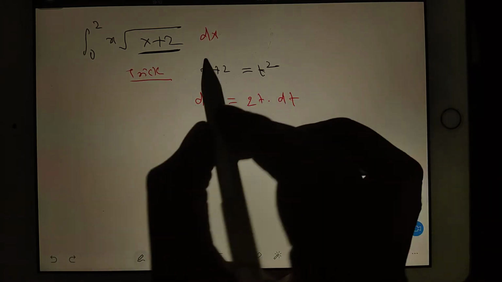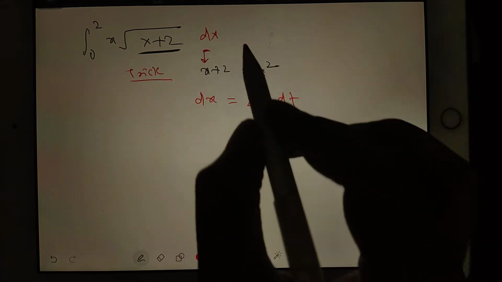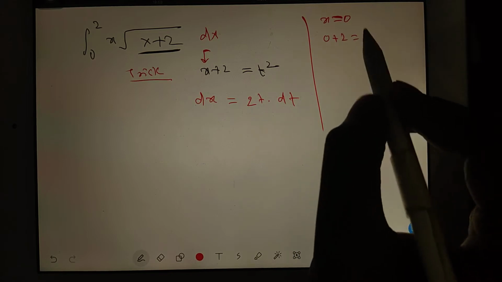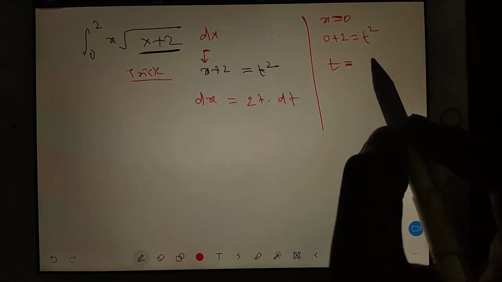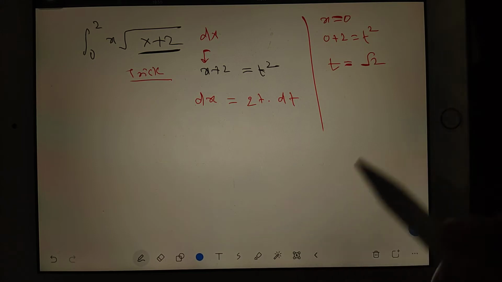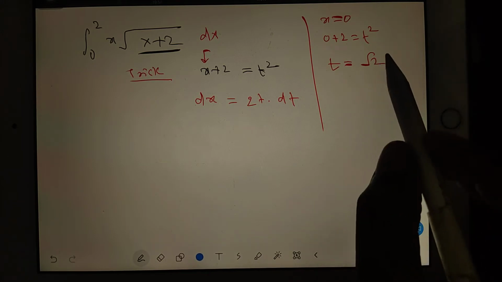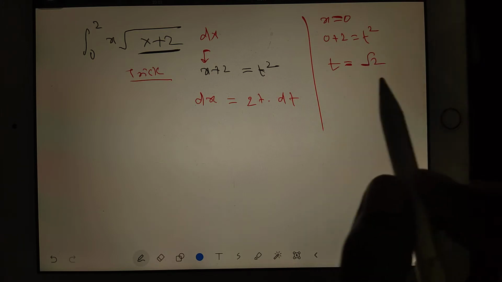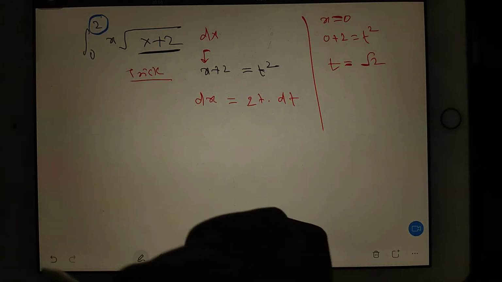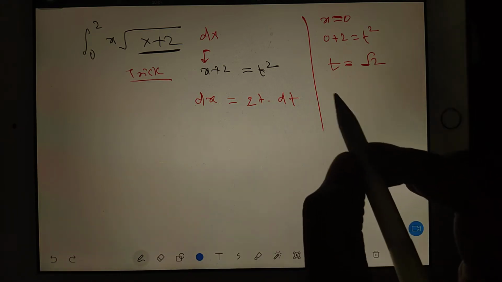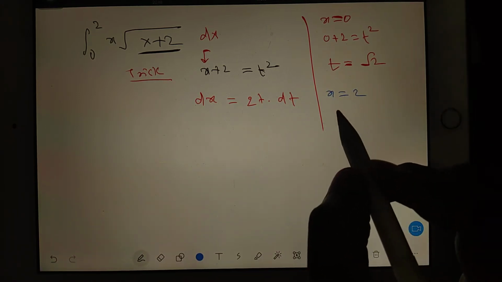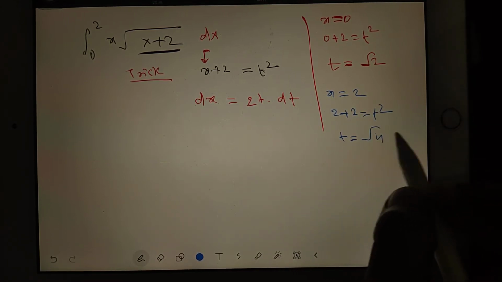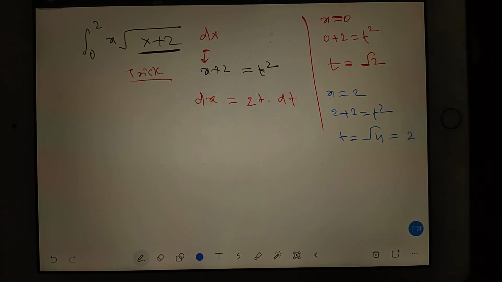You see here, substitute the lower limit: if you substitute x is equal to 0, this will become 0 plus 2 is equal to t square. Then t becomes root 2. Now again, some people may have trouble with plus 2 or minus 2. So no, we are only going to consider plus 2, a positive root in both the cases. So let's put plus 2. When x is equal to 2, it is going to be 2 plus 2 is equal to t square. Then t is going to be under root 4, which is only 2.